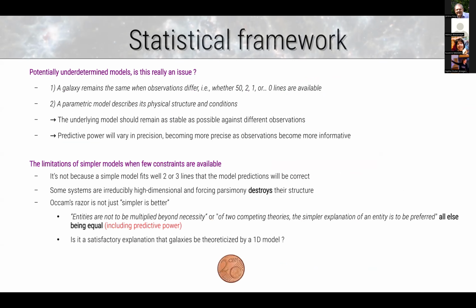I will go fast on that, but these models can be seen as very complex when sometimes you have only 1 or 2 lines to work with, especially at high redshift. So is this really an issue?